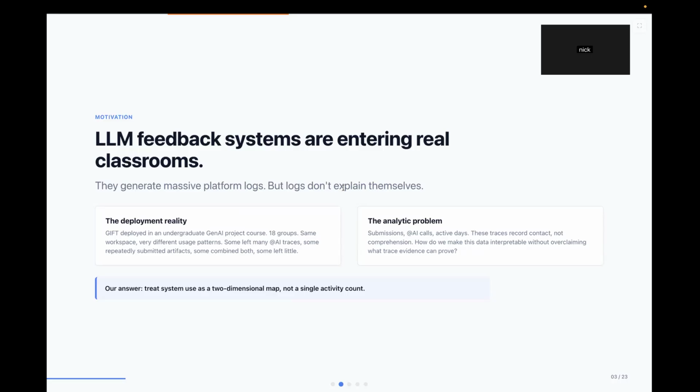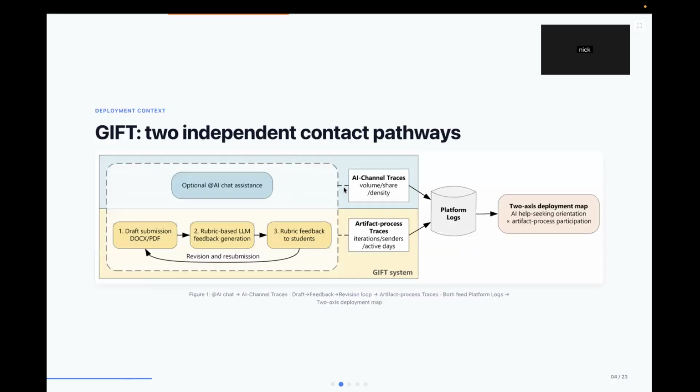And we are also one of these works. Here is the overall structure of our system. It's called the GIFT system. It combines 2 main pathways. You can see the blue part is the AI chat assistant, and the yellow part is the artifact process part.